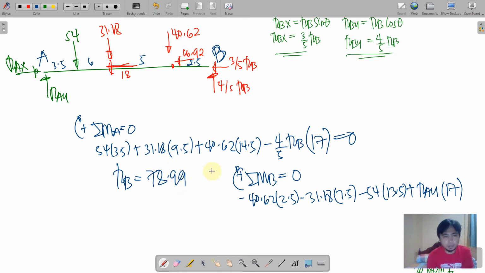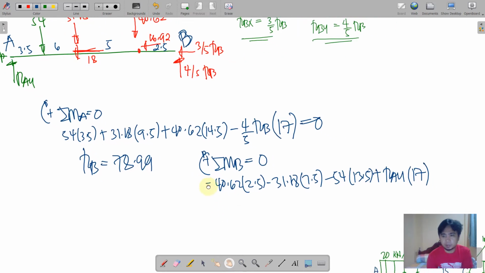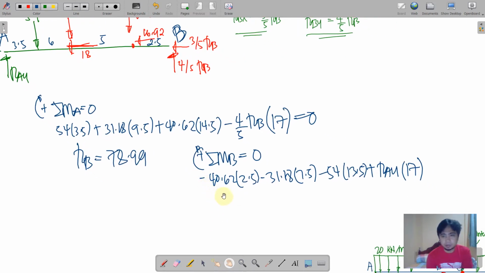So anyway, we will also check it by summation of forces vertically, so that we can check our solution. So next, this is now equal to 0. We have here RAY to be equal to 62.61.